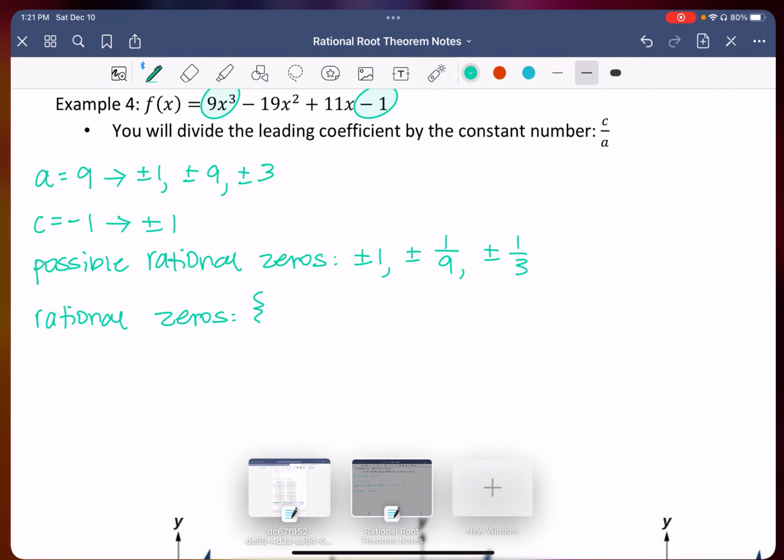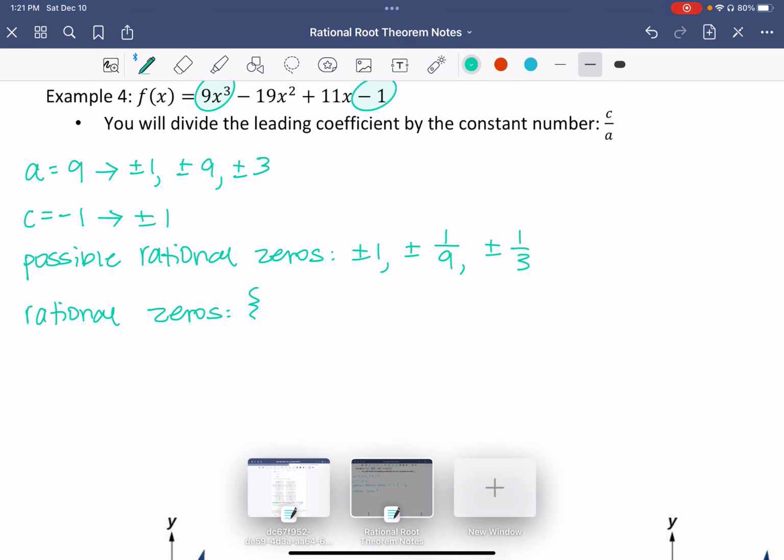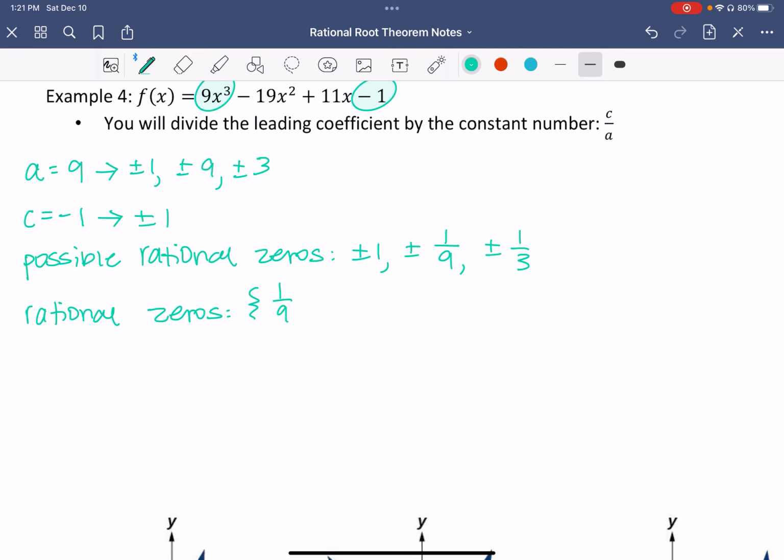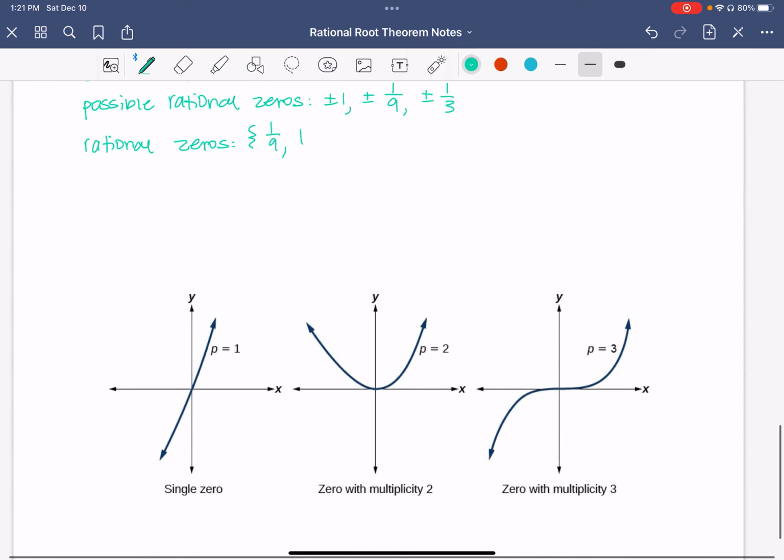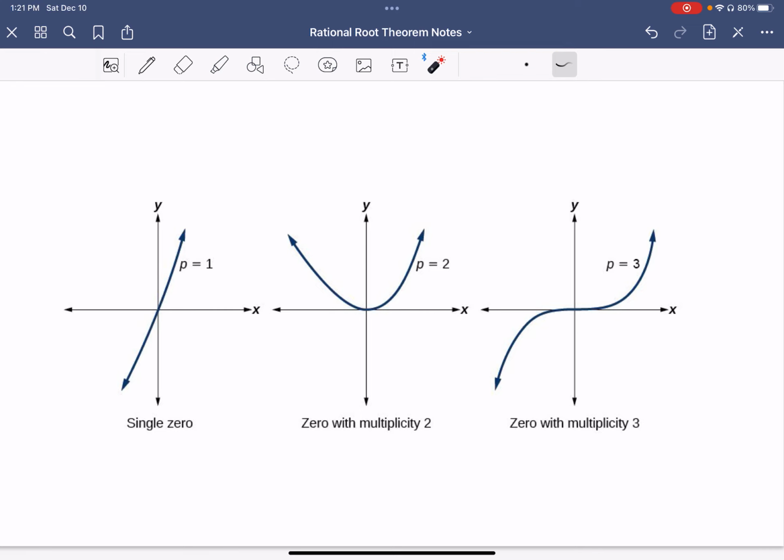Okay, so first let me list the rational zeros. So we said it was 1 over 9 and it was positive, and then we had that positive 1. As you can see down here in this little image I inserted, if it just goes right through, it's only one zero. But if it bounces off of the x-axis, that's going to be multiplicity of 2. And if it looks like an x cubed function where it's going through, but instead of bouncing off it kind of just goes down, that's going to be zero with multiplicity of 3.